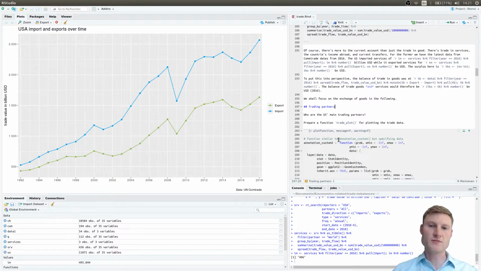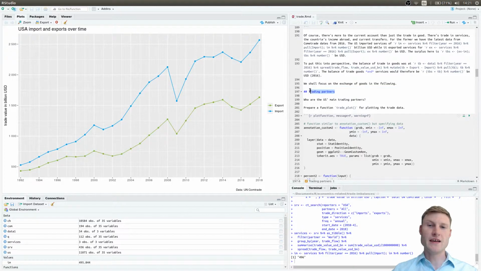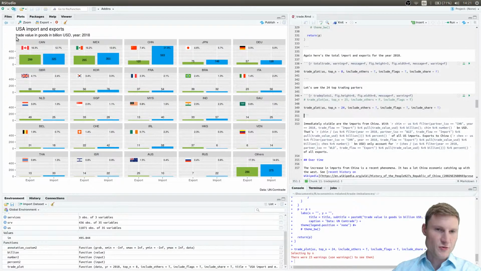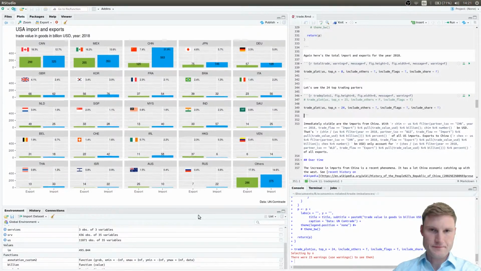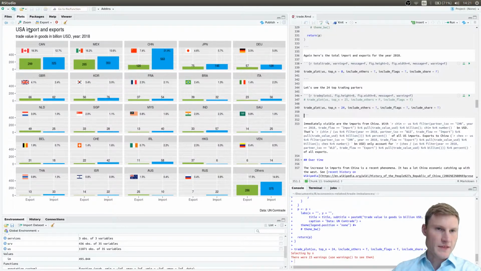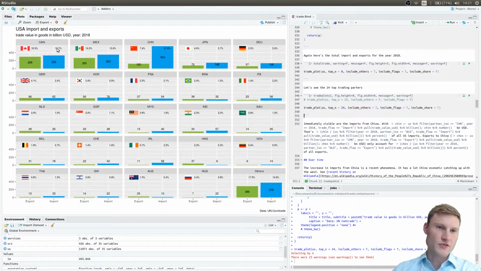What interests us more is who are the trading partners. Here you see the US imports and exports over 24 of its major trading partners. It's ordered by trading value, the sum of imports and exports. You see Canada, Mexico and China ranking in the top three, then Japan, Germany, Great Britain, UK, Korea and so forth.